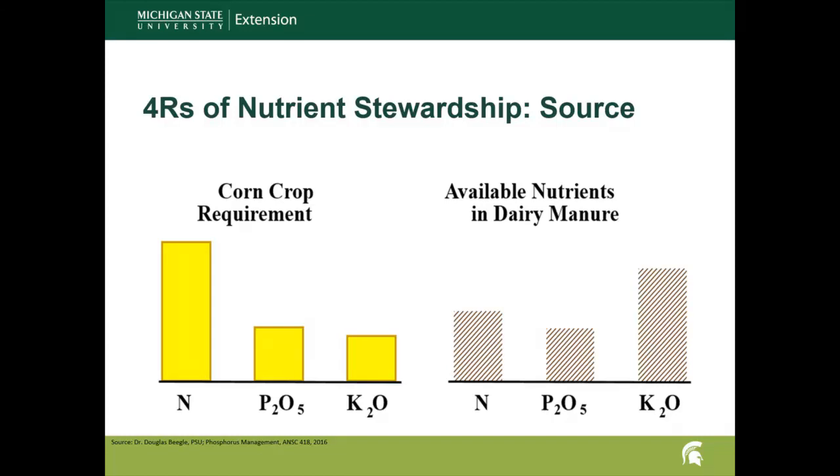Essentially, when we talk about the right source, I know Aaron was talking a lot about matching soil to crop needs, as well as the manure analyses, and why it's so important to have both a soil analysis as well as a manure analysis. We want to match those nutrients to what the crop needs. Just as an example, this would be our corn crop requirement for nutrients. And if we get our dairy manure analyzed, these would be roughly what our dairy manure nutrient concentrations would look like.